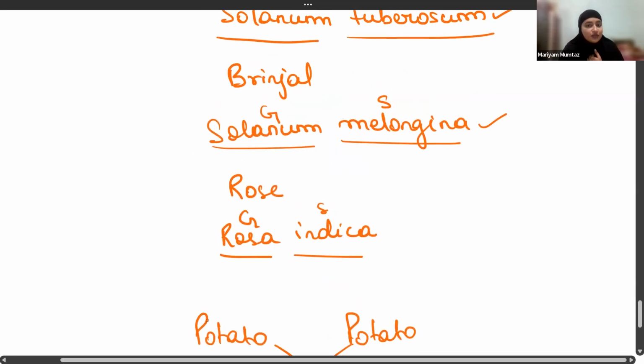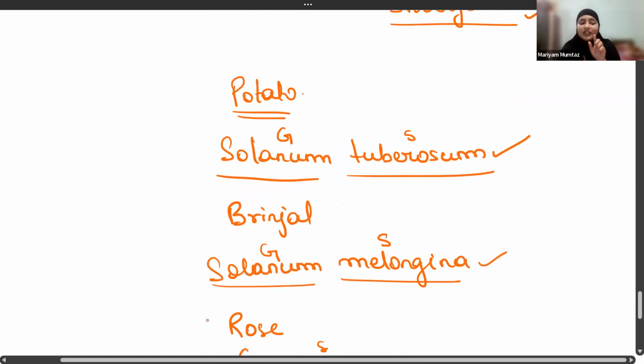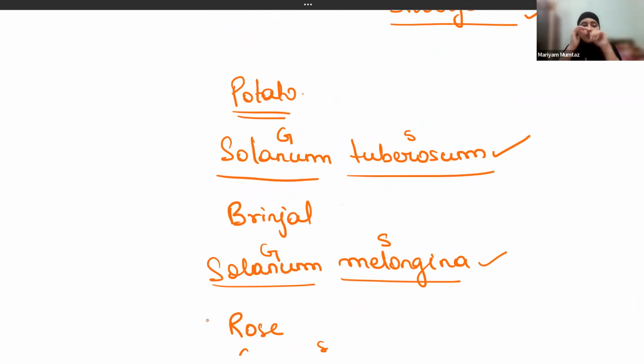Now, if I ask you to cross potato and brinjal together, what type of cross will it be? Potato and brinjal are being crossed together. Will it be intervarietal? Will it be interspecific or intergenus? Interspecific. The genus will be same for both of them. And since there are two different species, it can belong to a same genus.